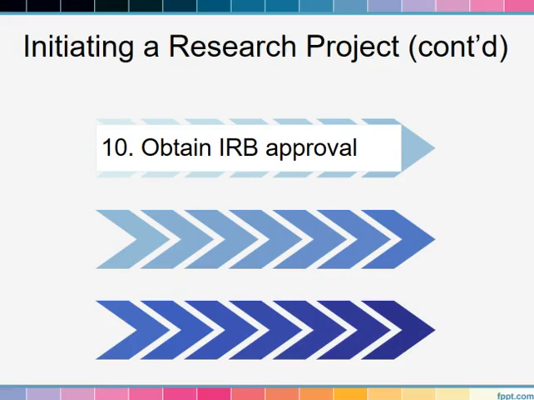The 10th step is obtaining institutional review board approval for the project, and I'll be talking more about that in a moment. The 11th step is obtaining informed consent. The final step is to conduct a pilot study to test the soundness of your research experiment and to identify and correct any problems that could ruin your experiment or bias your results. Once all of these preliminary steps are accomplished, you're finally ready to conduct the experiment and begin collecting data.